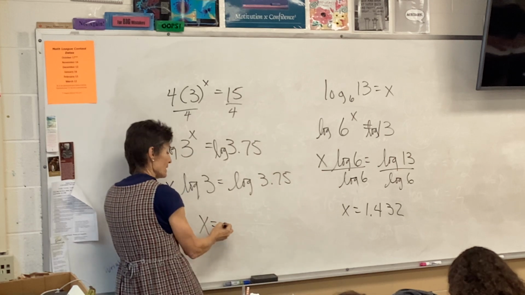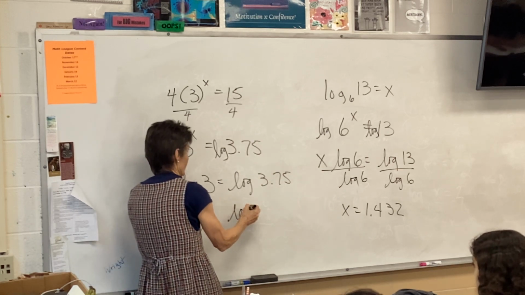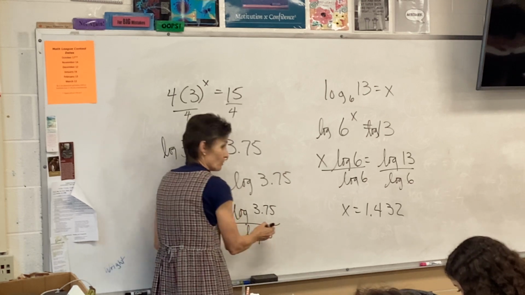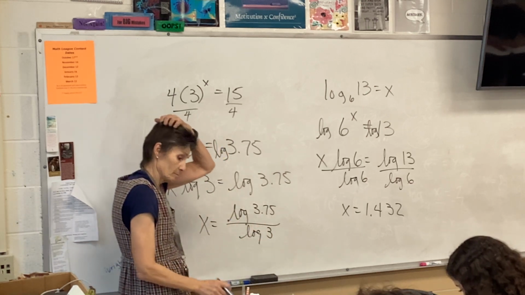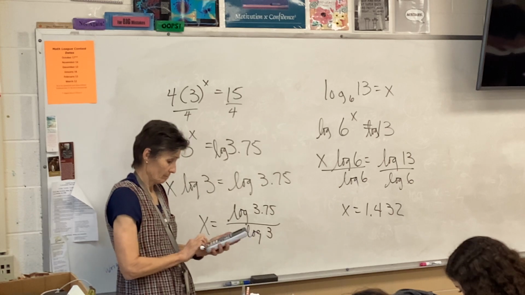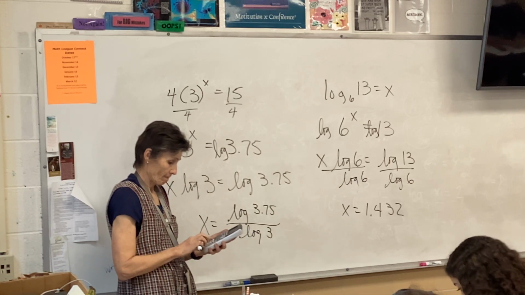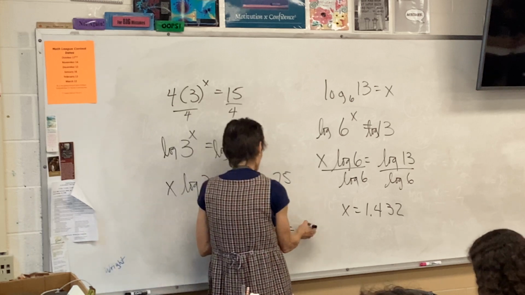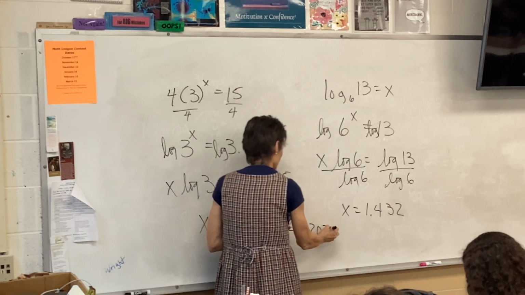So what's X going to equal? Log 3.75 over log 3. And I got 1.203.